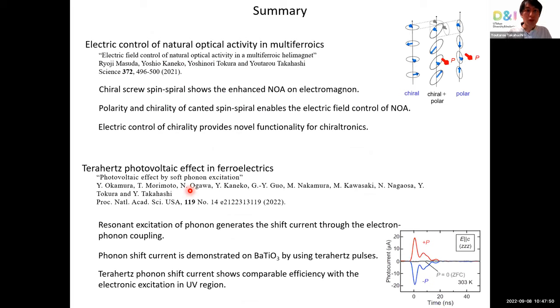Okay. So let me summarize my seminar. In the first half of this seminar, I talked about the electric field control of the natural optical activities in multiferroics. We use a strongly coupled chirality and polarity in the canted Schmid system, and we demonstrate the control of the natural optical activity. Okay? And in the second half of this seminar, I talked about the terahertz photovoltaic effect in ferroelectrics. And we observe the phonon shift current by the excitation of the phonon in barium titanate. And theory can explain this result very well.